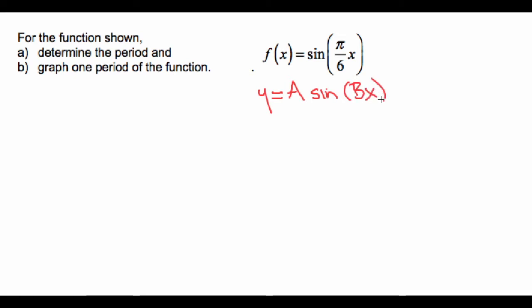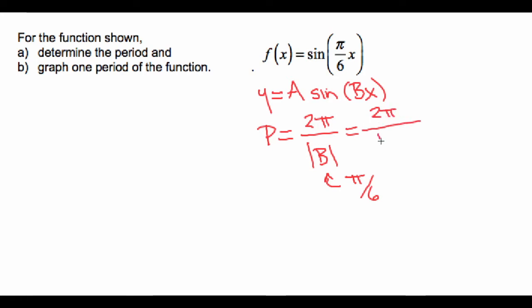To find the period, what do we do? Well, we know our period, p, is equal to 2 pi over the absolute value of b. So for us, what is b? b is pi over 6. So to determine the period, we have 2 pi all over pi over 6.